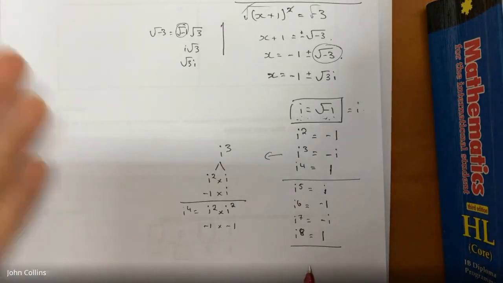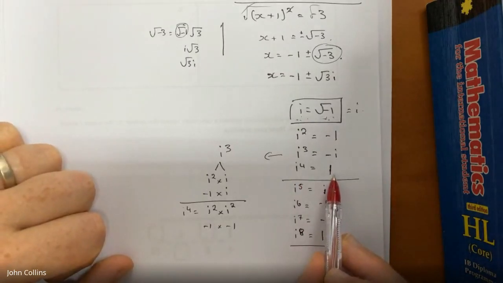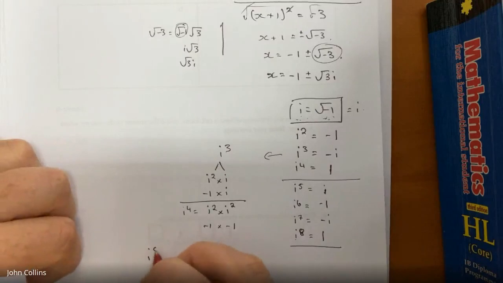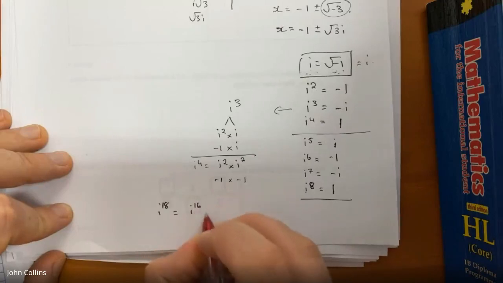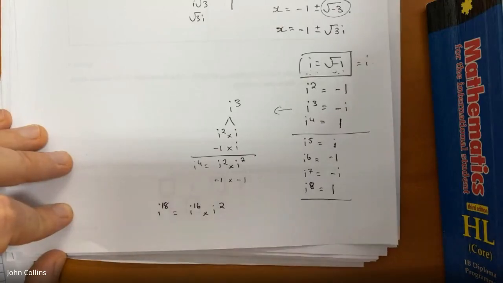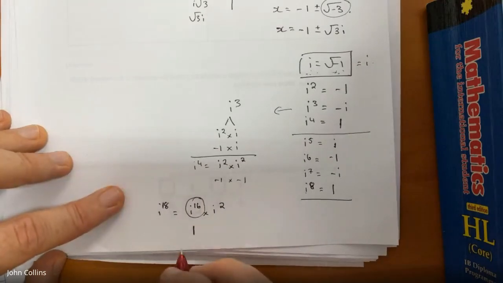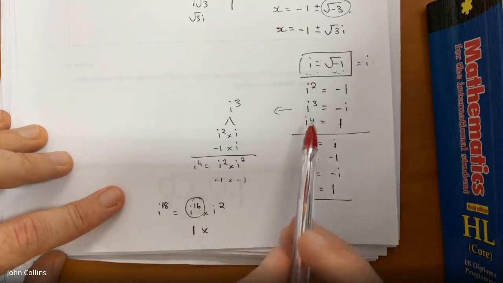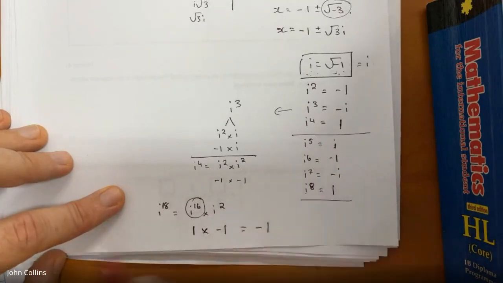The easiest thing to do is to split it up. You know that every i to the 4 is just 1. So i to the 8, i to the 12, i to the power of 16 is 1. And then you can work it off that. So if you have i to the power of 18, well, I know i to the 16 times i squared is i to the 18. i to the 16 is 1, because every 4, it goes back to 1. Multiplied by i squared, which we know is minus 1. So i to the 18 is just minus 1.